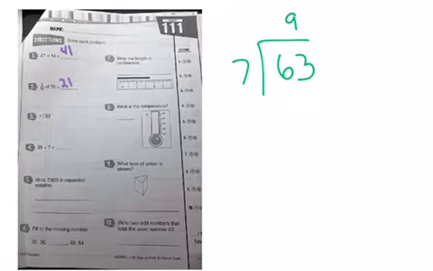Let's look at number 3. Number 3 says 63 divided by 7. Now remember, multiplication and division are opposites. So 63 divided by 7 is the same as saying what times 7 equals 63. And I know that 9 times 7 equals 63. And then I complete it. 9 times 7 is 63, so I subtract, I get 0. That means that my answer is 9.